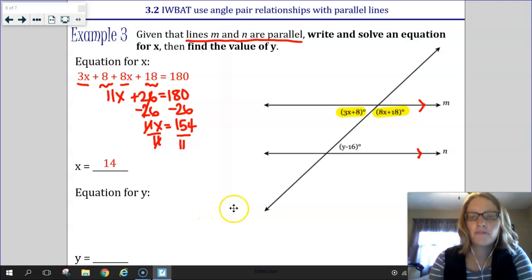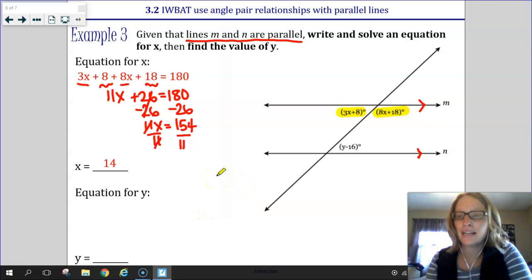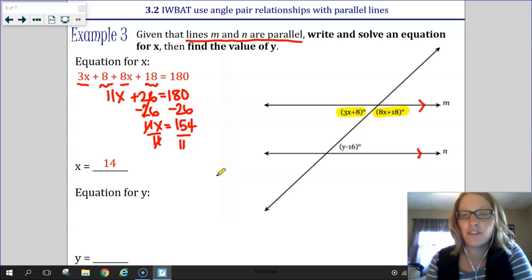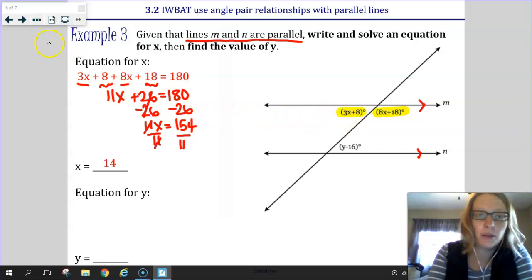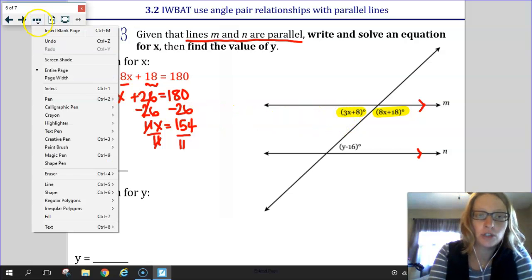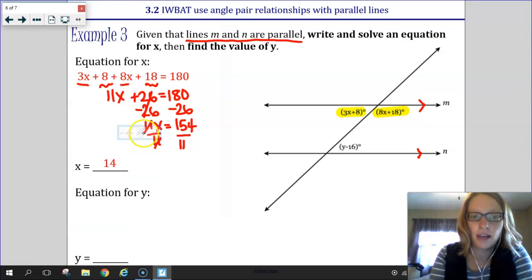Now, in order to figure out an equation for y, I need to plug in my x to both sides and figure out what my equation is going to be. So if I were to plug in my x, which is 14, let's take a look and see what I get.